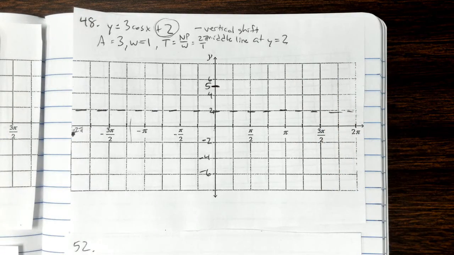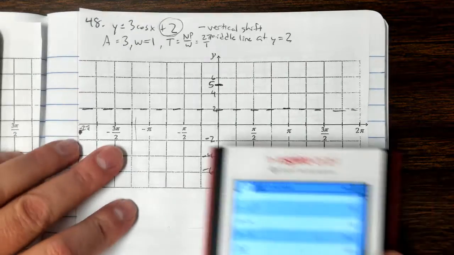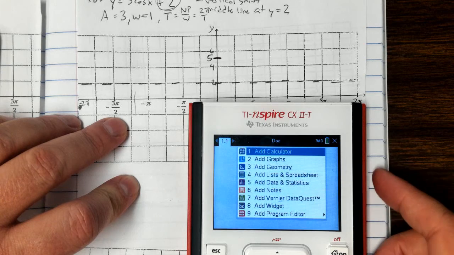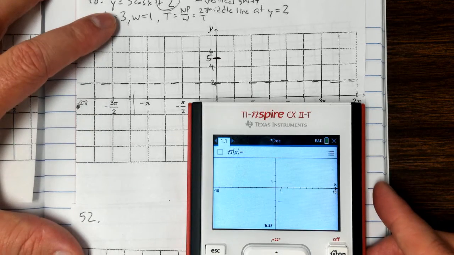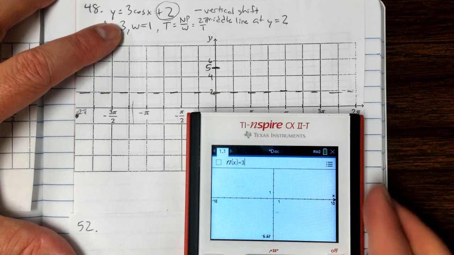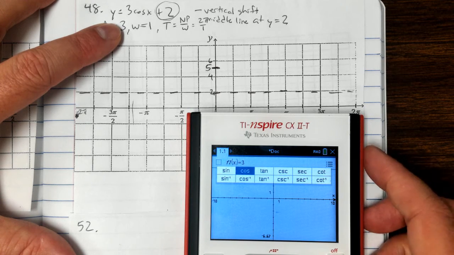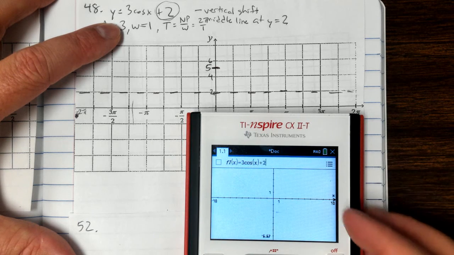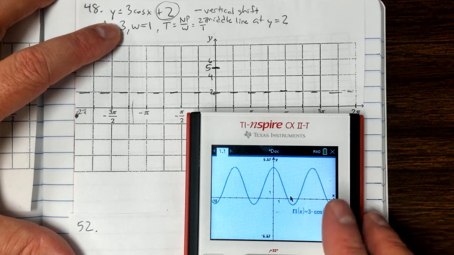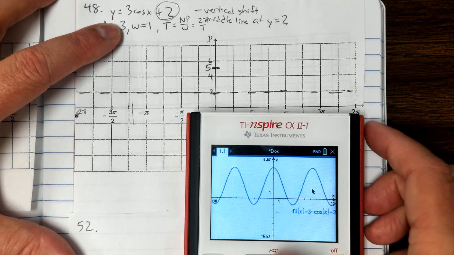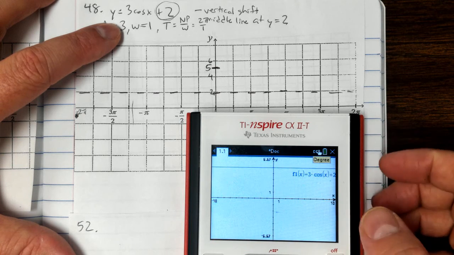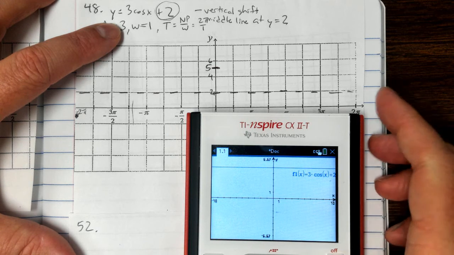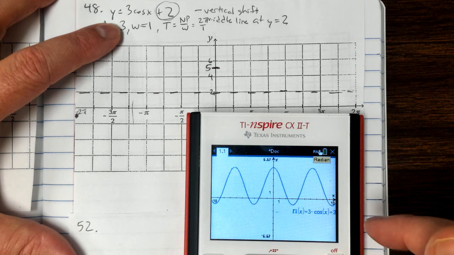By the way, before I get into it too much, remember that you can graph it on the calculator as well. And you have 3 cosine x, and then go outside the parentheses, then do plus 2. So that's what it looks like in radian mode. If you were in degree mode, it's going to look flat, which is wrong. Okay, so make sure when you're graphing it, you want to use radian mode for it to be curvy.